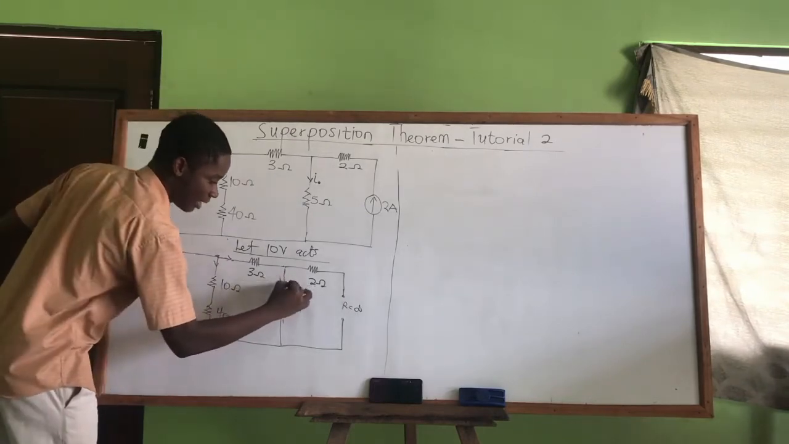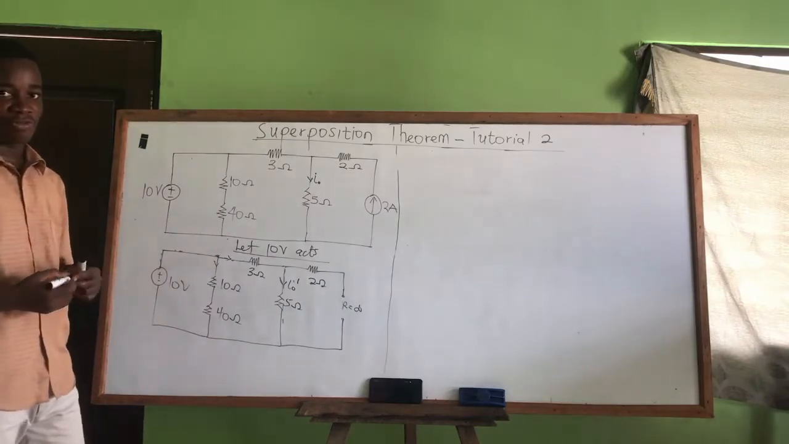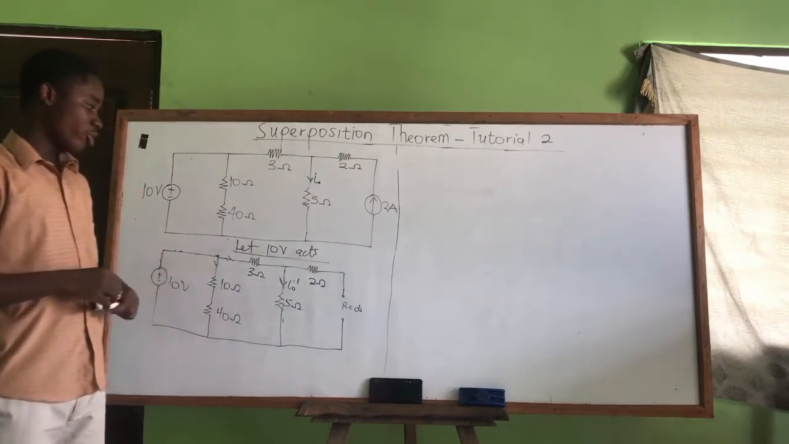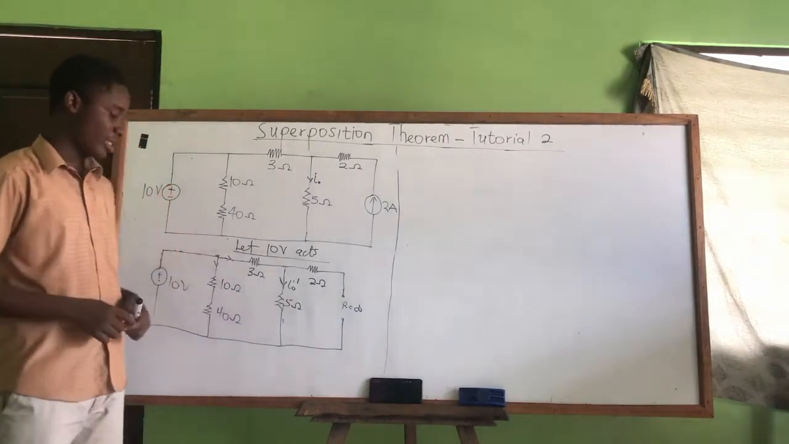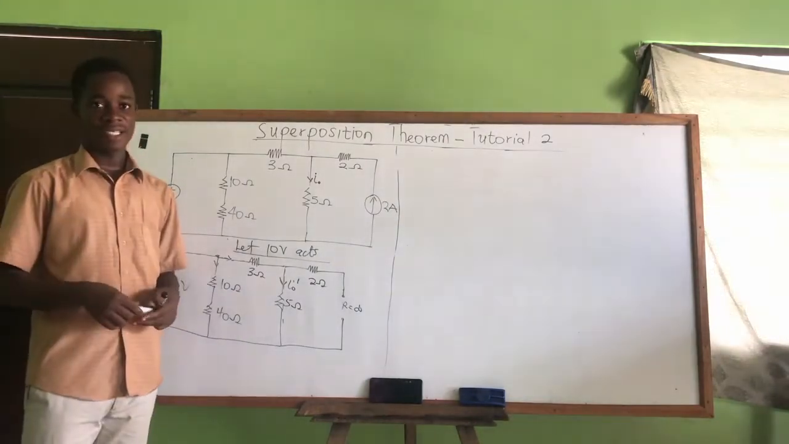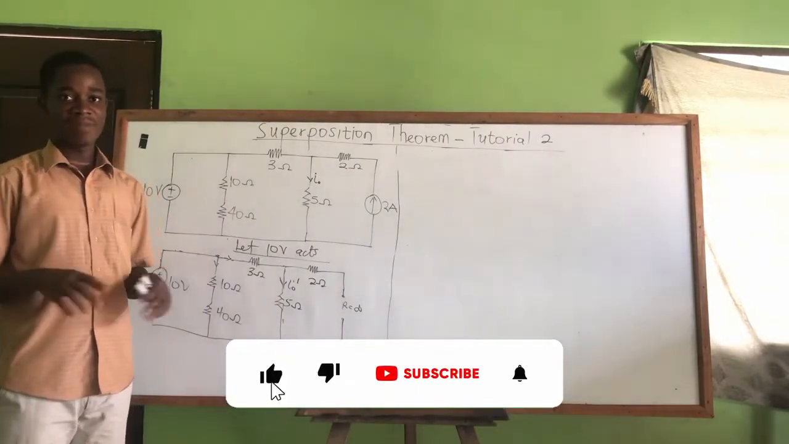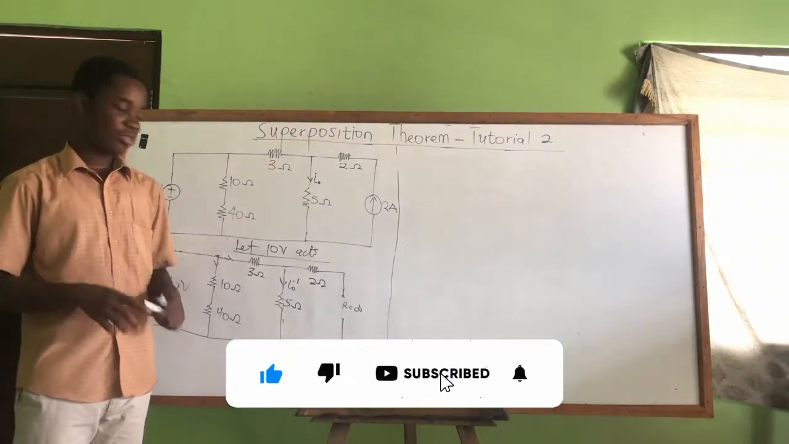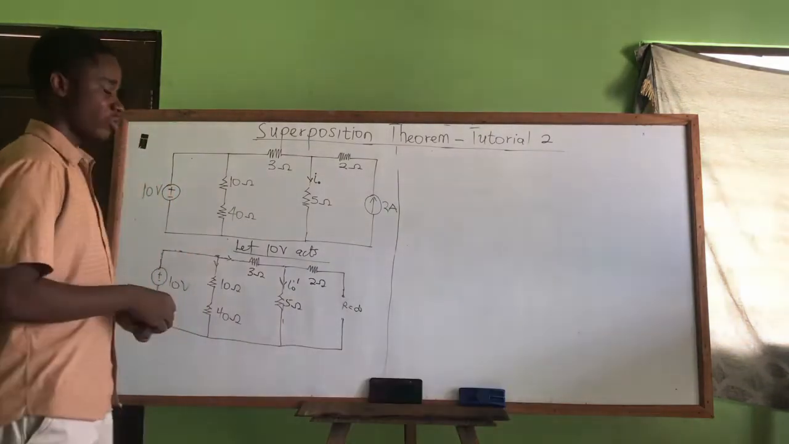And I'm going to call that current I naught prime. That's the first current I'm going to find, I naught prime. So I'm going to use the network reduction method to calculate the I naught prime. Someone can also decide to use what? The mesh current method, the star delta method, the source transformation, any method that comes into mind. You can use it to calculate the current through the 5. So let's do the network reduction.